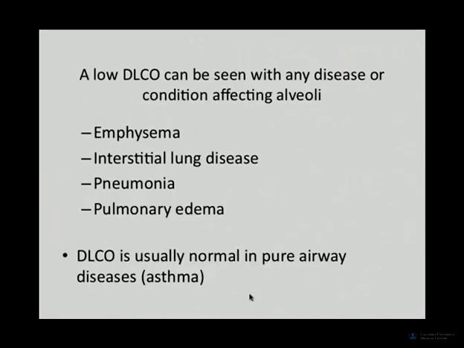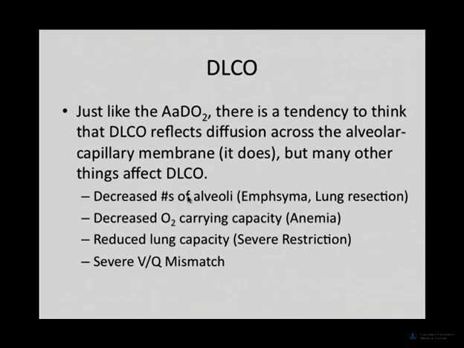Now, a lot of diseases affect the DLCO because they affect that surface area and they affect that thickness of the membrane. Emphysema, interstitial lung disease, pneumonia, pulmonary edema, all of these things will reduce your DLCO. If you just have pure asthma and you're not VQ mismatching terribly, your DLCO should be normal. Just like the AA gradient, the DLCO looks at gas exchange. Diffusing is right there in the name, but it's not just talking about diffusion. Lots of other things affect it.